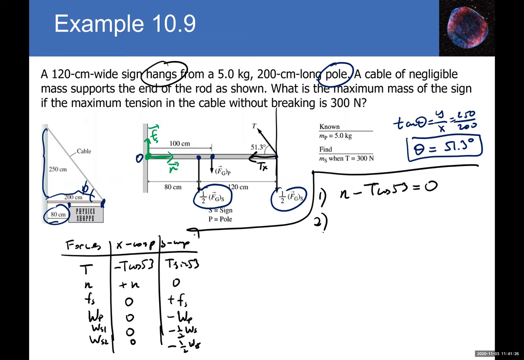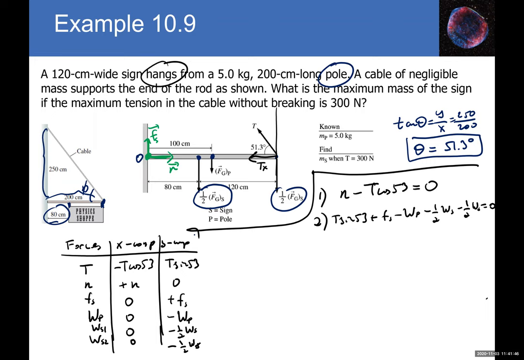So we have T sine of 53 plus F of S minus weight of the pole minus 1/2 weight of the sine minus 1/2 weight of the sine equals zero. So I get those two equations.